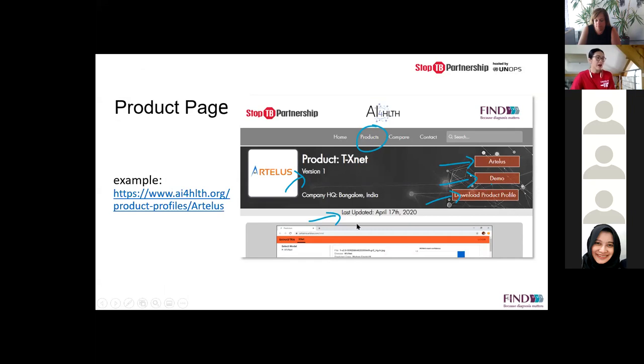And the product profile, which I'm not showing on the screen, but if you go to the website, you can look at the details of all the aspects that I mentioned before. This product profile can be downloaded as a PDF, and viewed and shared offline using this button. It's very important to notice the last updated time. Once we have a new product or a new version added to the website, we will indicate the day that it was added.